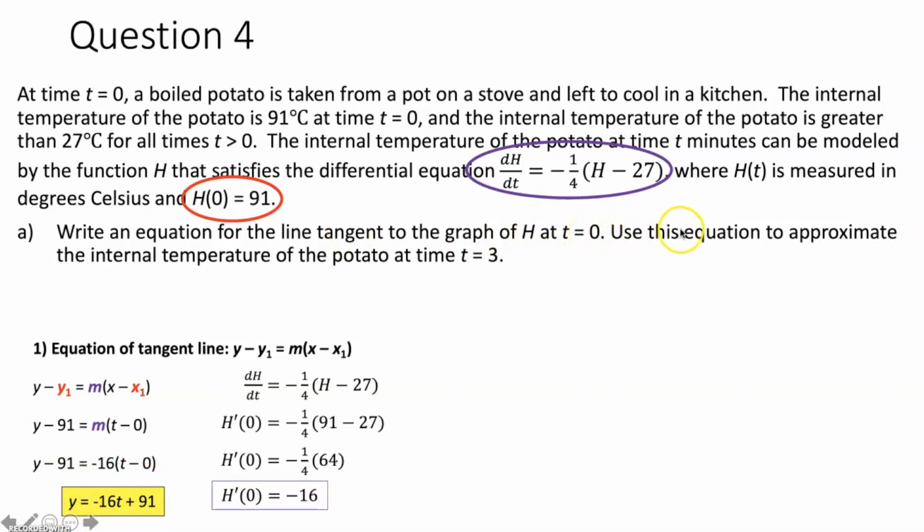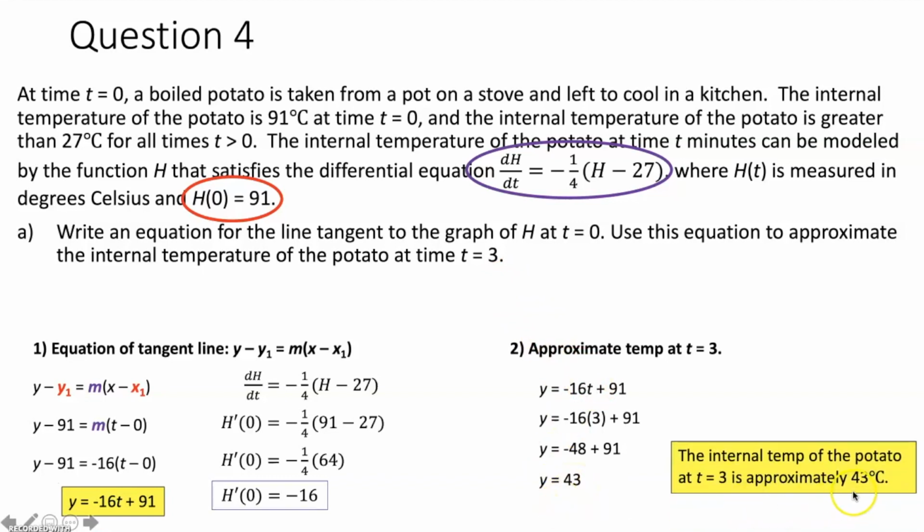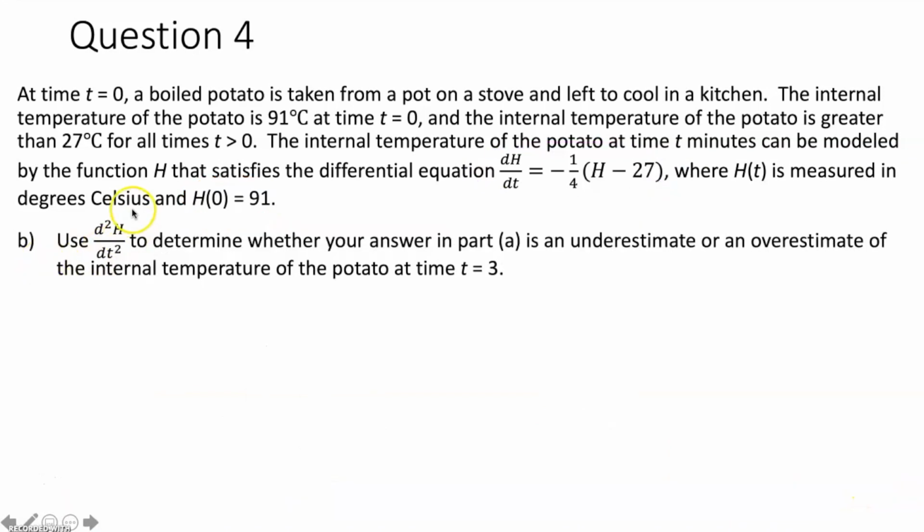Now we can answer the second part of the question, which wants us to use this tangent line in order to approximate the internal temperature of the potato at time t equals 3. So all you have to do is take 3, plug it into that tangent line for t, simplify, and you end up getting 43. Meaning the internal temperature of the potato at time t equals 3 is approximately equal to 43 degrees Celsius. Part B says use the second derivative to determine whether your answer in part A is an underestimate or an overestimate of the internal temperature of the potato at time t equals 3.